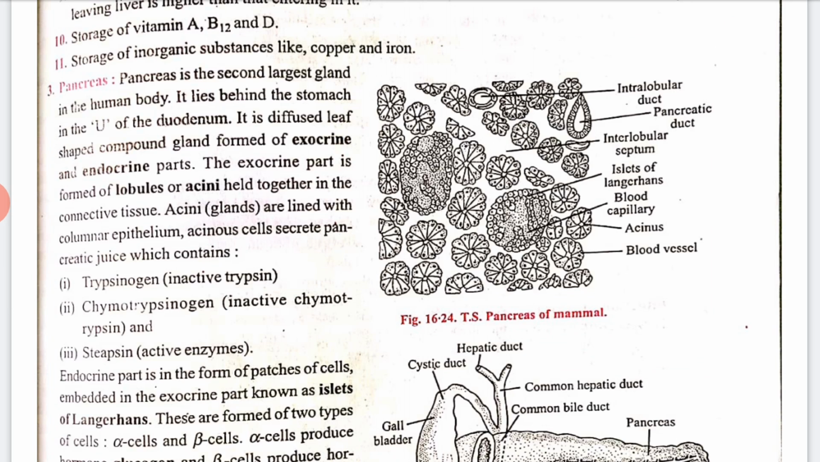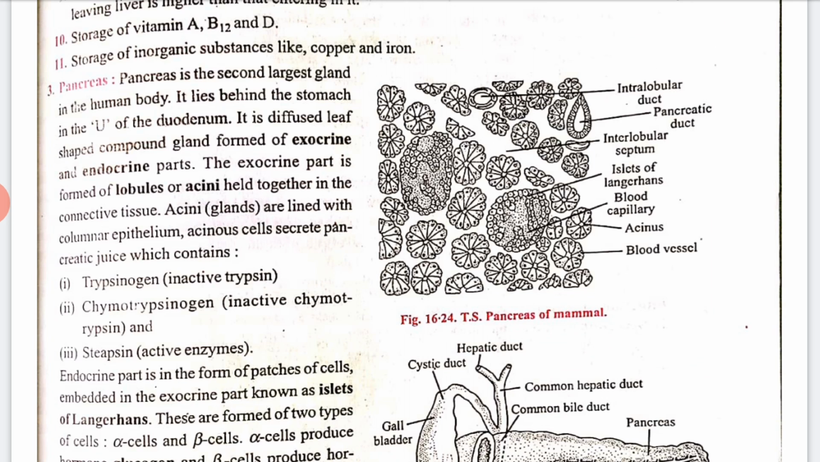The secretion of pancreatic juice is done by the pancreas. There are different types of cells, like alpha cells that produce the hormone glucagon, and beta cells that produce the hormone insulin. Glucagon converts stored glycogen of the liver cells into glucose, while insulin promotes the formation of glycogen from glucose.